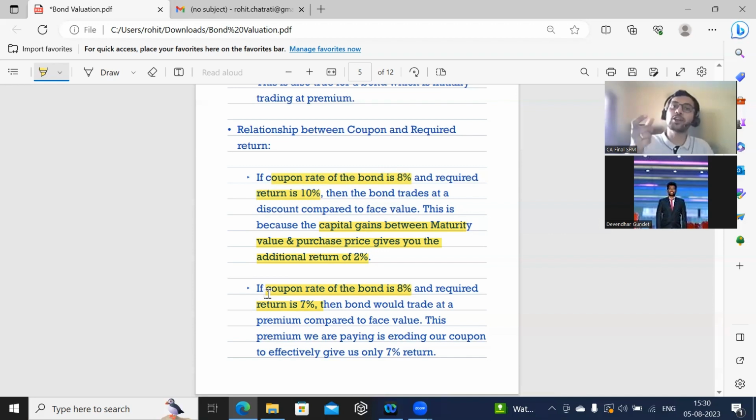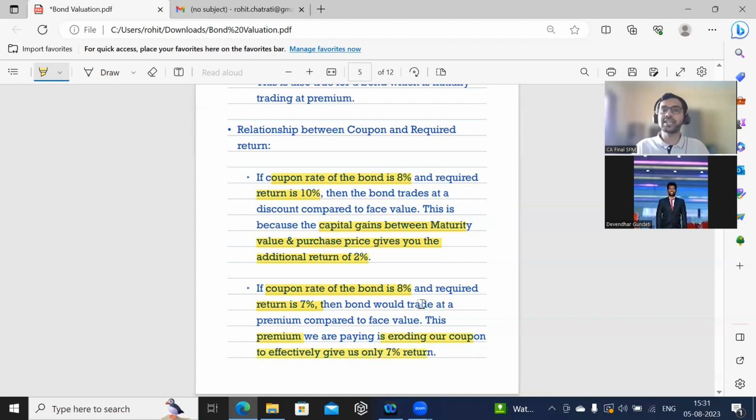That capital loss is eroding your return. Although I, as a company, am giving you 8%, the capital loss is eroding 1% of your return per annum. That $30 on a per annum basis translates into a loss of 1% per annum. Therefore, the premium that you are paying erodes your coupon to effectively give you only 7%.